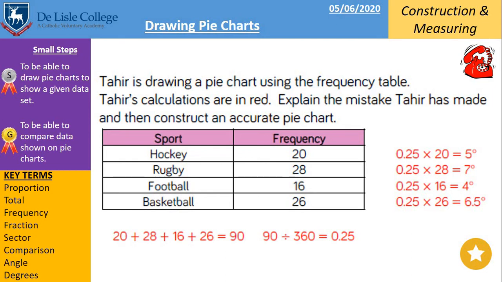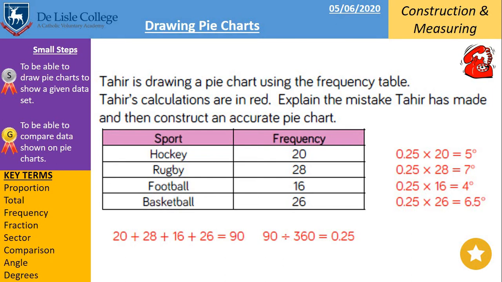So, obviously, we should be able to see from those angles on the right hand side, 5, 7, 4 and 6.5 degrees, that's never going to add up to 360 degrees, so something has gone wrong here. Now the frequencies, he's added those all together, absolutely brilliant, that makes 90, and he knows it should be 360 in total, but he's gone the wrong way.